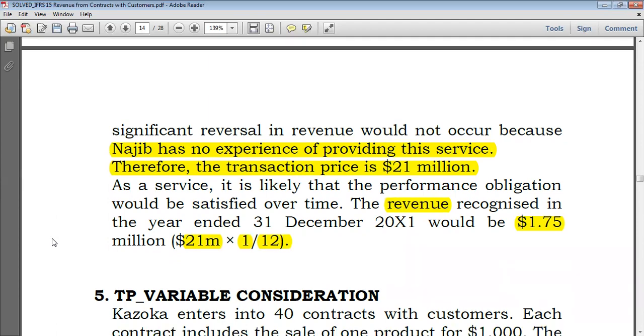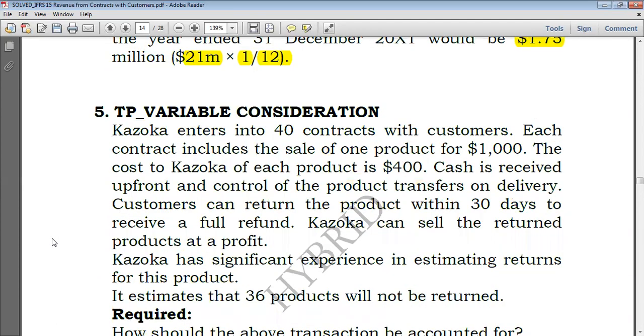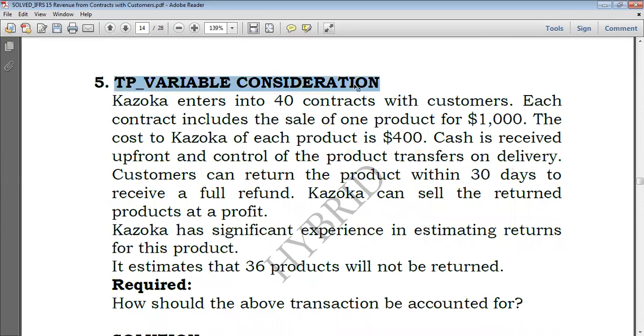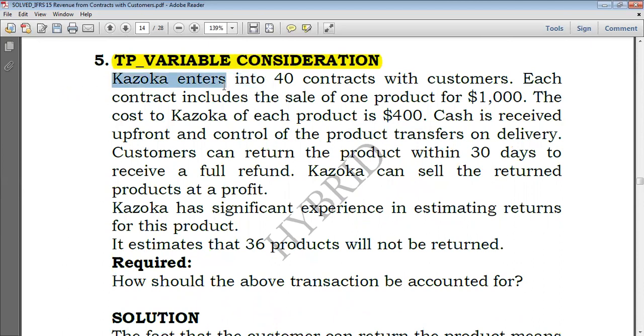And then let's just go to another example of transaction price variable consideration. This one here, just be patient a bit. So here we are told that Kazoka enters into 40 contracts with customers, and each contract includes the sale of one product for $1,000. So what would be the price expected for 40 contracts? That means 40 contracts times $1,000 per contract, ending up with $40,000.